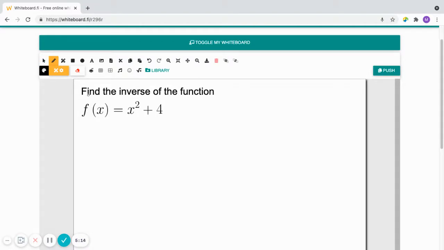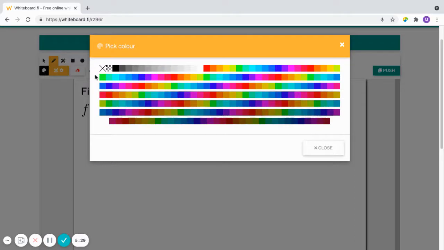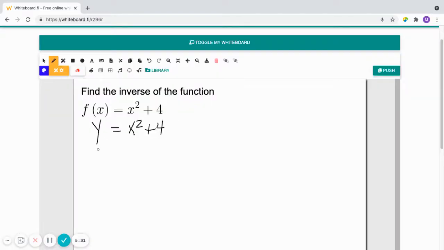So let's do another one. Here we have f of x equals x squared plus 4. The first thing I want to do is change this f of x for y and keep everything else the same. Next, I want to flip or exchange y and x. So I want to change positions for y and x and keep everything else the same.